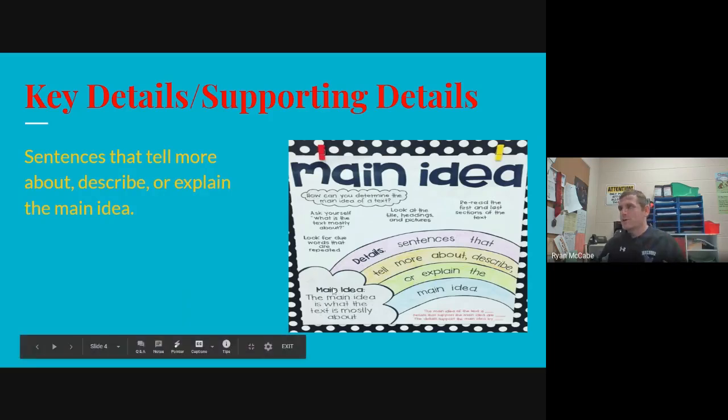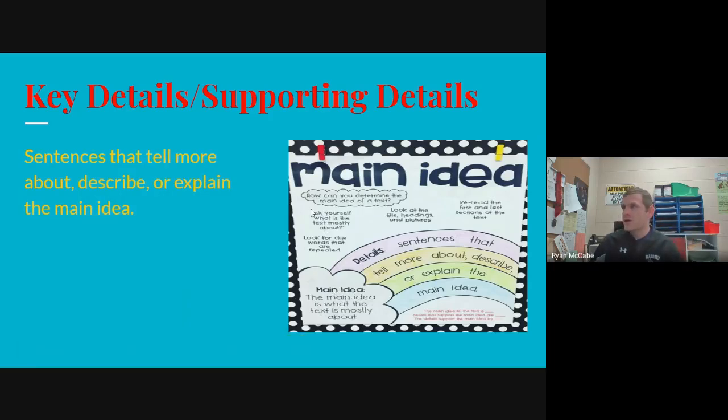So, ways that we ask ourselves, what is the text mostly about? And again, when we say text, we're talking about the reading or what you have just read. You look for keywords or clue words that are repeated. If something is repeated, it's probably very important. Sometimes you can look at the title or the headings, even pictures. And again, you could just reread the first and last sections of the text.